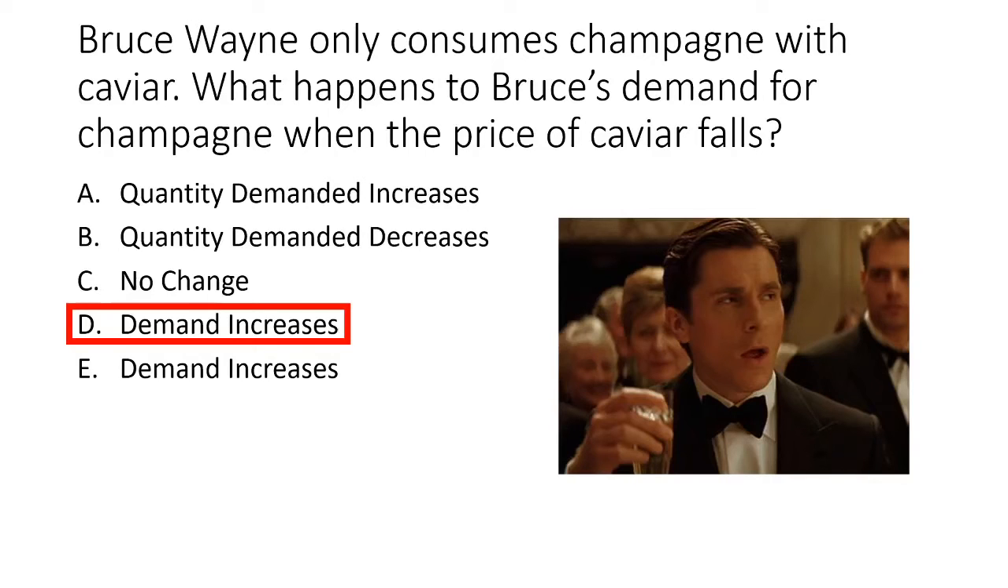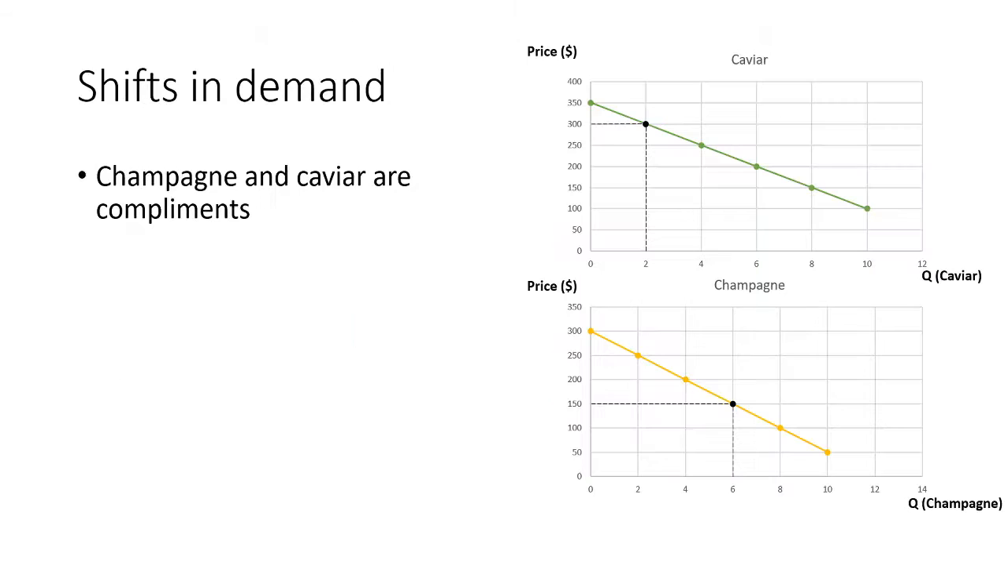Now let's go through and look at both of these questions real quick with graphs. So we've got shifts in demand for our review. Champagne and caviar are complements, right? Bruce only eats caviar with champagne. He only drinks champagne with caviar. So these complementary goods, they go together.